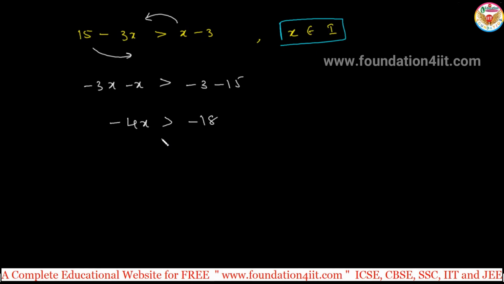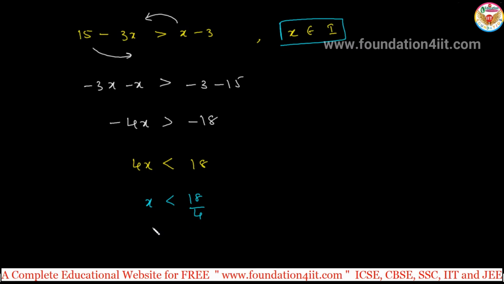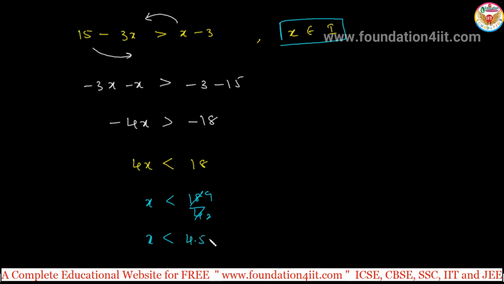According to inequality rules, when both sides are negative and you change the sign, the inequality should be changed. So greater becomes less when it is 4x and 18. So 4 into x, x is less than 18 divided by 4. Now I can divide by 4 on both sides and cancel this. Then x is less than 18 by 4, that is 9 by 2, which means 4.5. The x value is less than 4.5.